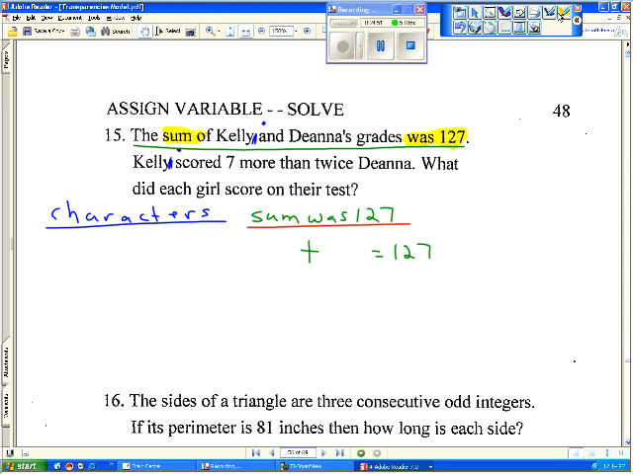Now I'm not going to write it out yet. I'm just thinking about my equation because I'm looking for what right now? Characters. Where do I find my characters? In my word sentence. What characters are involved? Well, the things I'm adding up, Kelly and Deanna's grades. So my characters are Kelly's grade and Deanna's grade. And so we have K for Kelly and D for Deanna.